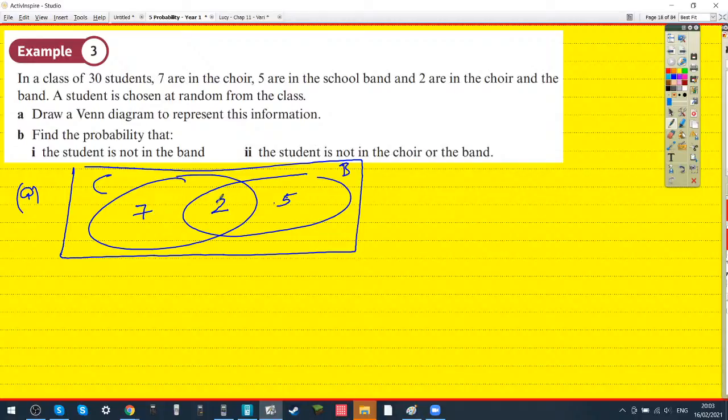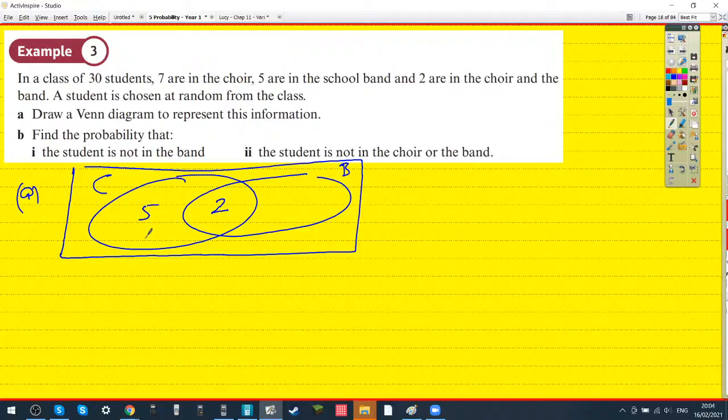these 2, do they do the choir? Yeah. And so how many do we have doing the choir at the moment? 7. Oh no, 9. Yeah, but it says 7 are in the choir. So you'd write it as 9. You have to start from the middle, work your way out. Okay. So we know 7 are in the choir. So how many are in the choir but not in the band? 5. Yes. So you start from middle, work your way out.